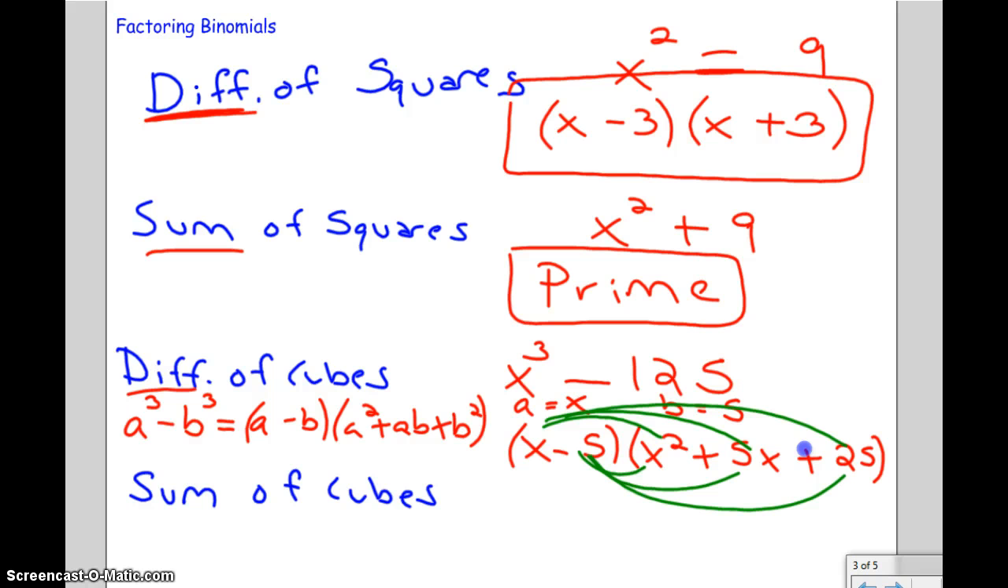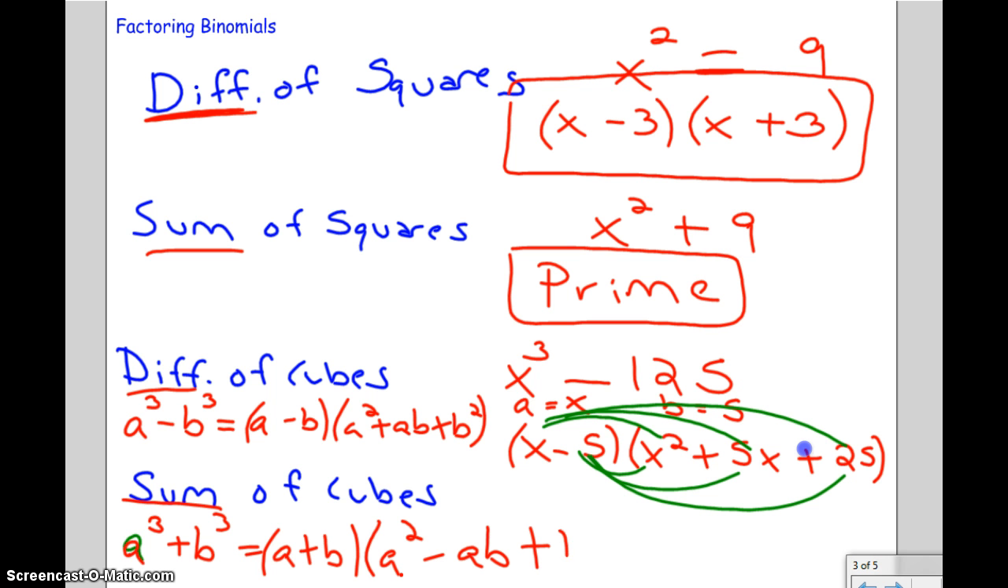A sum of cubes, the only difference is that instead of having a cubed minus b cubed, I have a cubed plus b cubed. Everything is the same except for my signs. Because it's a sum, I'm going to start with a plus b. A sum meaning plus. Then I have a squared, opposite sign, times ab, or subtract ab. Last is always positive, b squared.